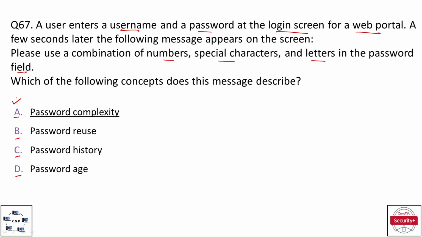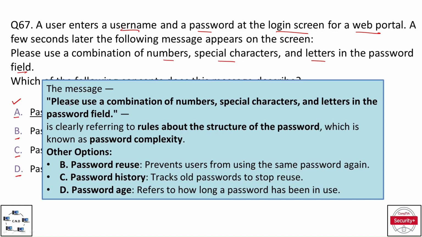Option A, password complexity. The message, please use a combination of numbers, special characters, and letters in the password field, is clearly referring to rules about the structure of the password, which is known as password complexity. Other options: option B, password reuse prevents users from using the same password again. Option C, password history tracks old passwords to stop reuse. And option D, password age refers to how long a password has been in use.